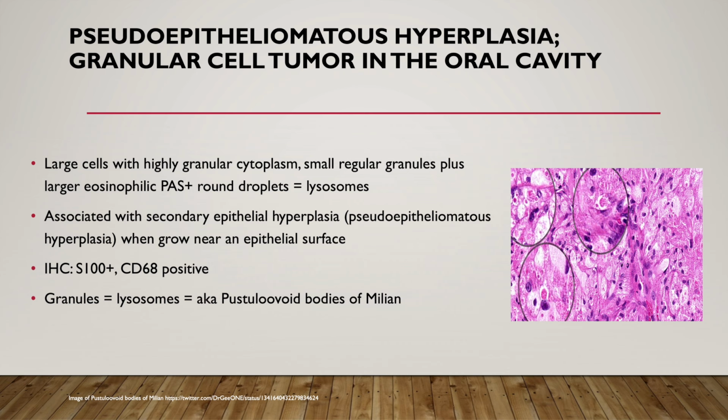You'll have these cells with granular cytoplasm, and they'll have eosinophilic PAS positive round droplets, and these are lysosomes, and it's associated with pseudoepitheliomatous hyperplasia, and the IHC is S100 CD68 positive, and those granules that you see here are called the pustulo-ovoid bodies of Milian, and they're lysosomes.